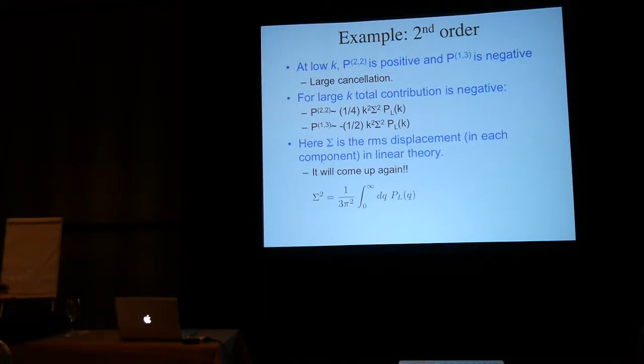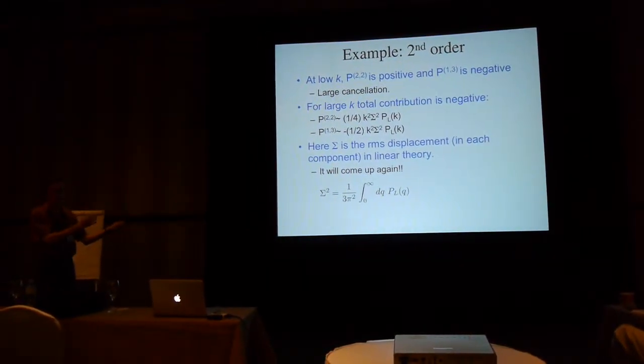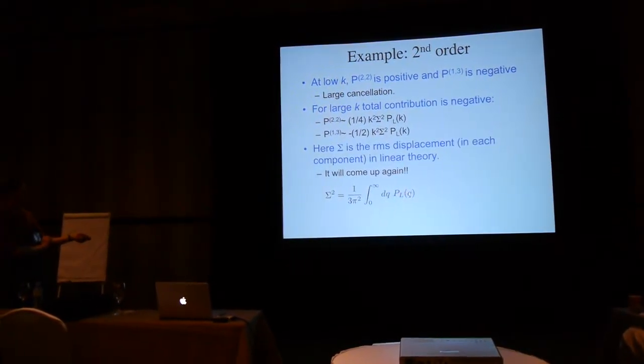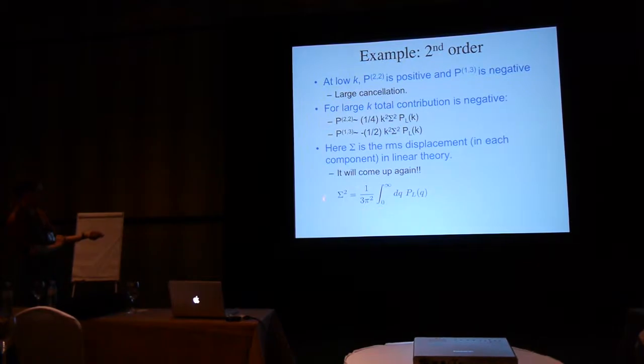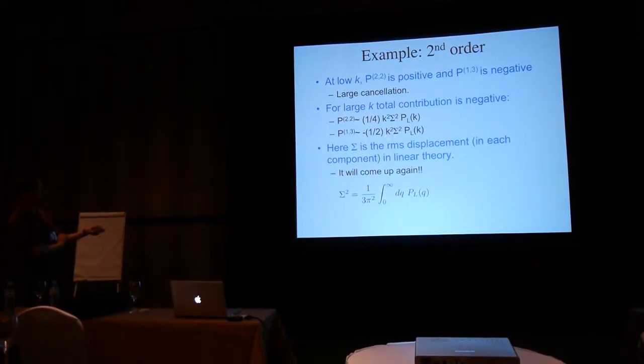But this sigma is this RMS displacement that came up way back when I said what's a good scale of nonlinearity. It's about 10 megaparsecs in the present day universe, and it's just the integral of PL of Q, right? So just integrate the linear theory power spectrum, that gives you a displacement squared, and it's k squared times that, so this thing's dimensionless, right? That is the correction to P.